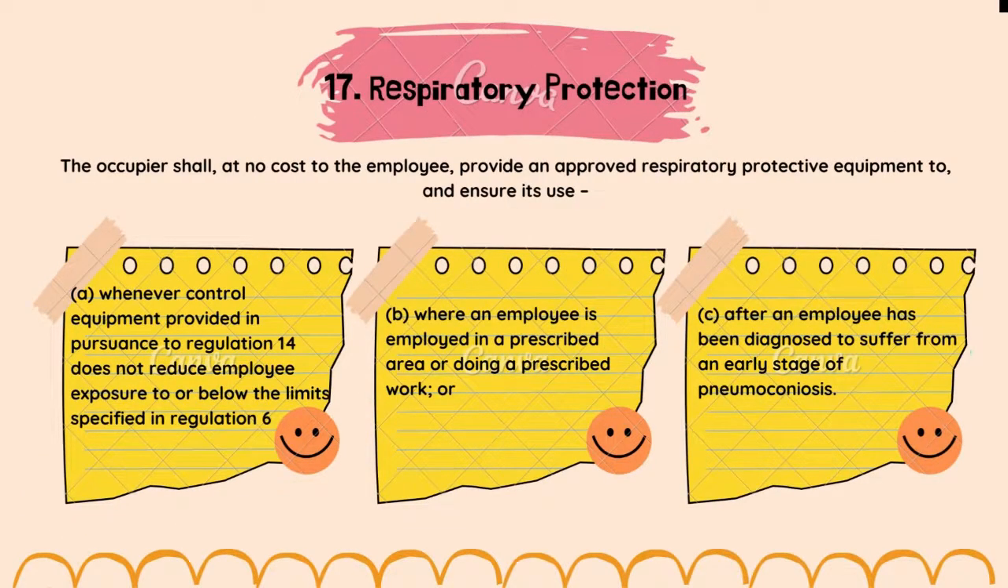Regulation 17. Respiratory protection. The occupier shall, at no cost to the employee, provide approved respiratory protective equipment and ensure its use. A. Whenever control equipment provided in pursuance of Regulation 14 does not reduce employee exposure to or below the limit specified in Regulation 6. B. Where an employee is employed in a prescribed area or doing a prescribed work. Or C. After an employee has been diagnosed to suffer from an early stage of pneumoconiosis.